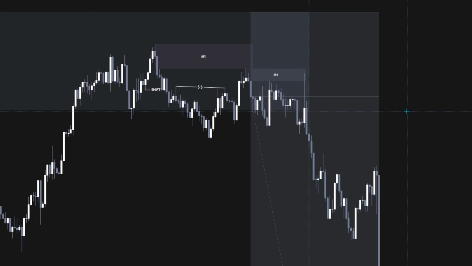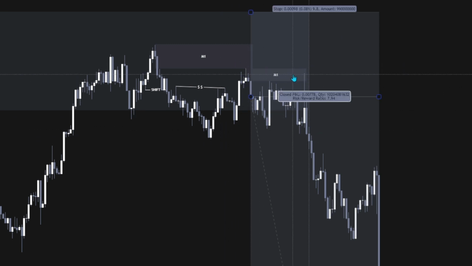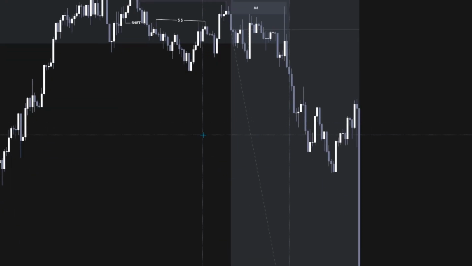But to sum it all up, H4 wick sweep anticipating a pullback, 15-minute shift to the downside, M15 POI mitigation, M1 shift, M1 mitigation, my candle confirmation, and entry. And then from there, price had mitigated this S chain, and then just continued bearish.